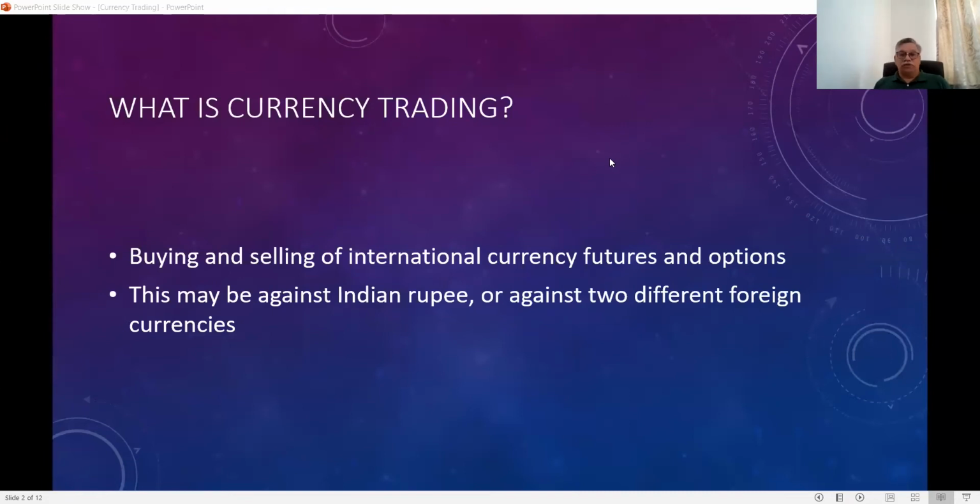Suppose your view is the euro is going to fall against the US dollar. So USD euro, dollar euro contracts you can buy. Okay. Or dollar yen, Japanese yen. Likewise, you can buy or sell pound, the British pound.